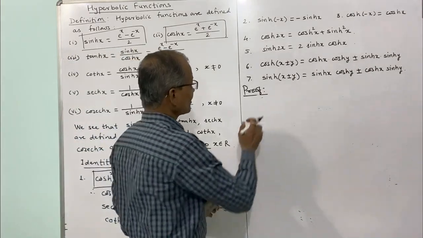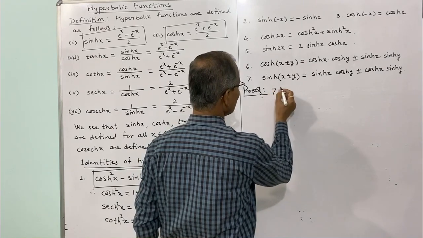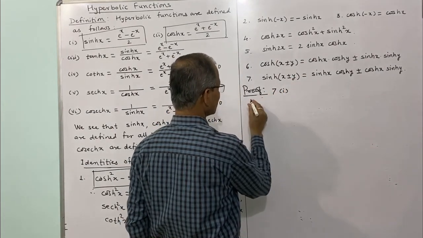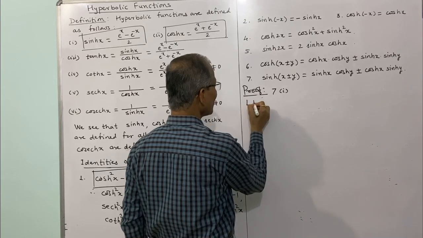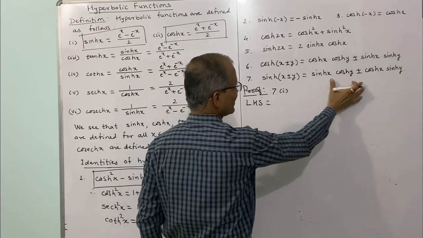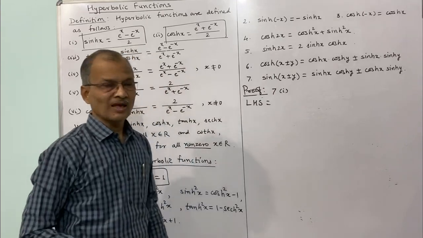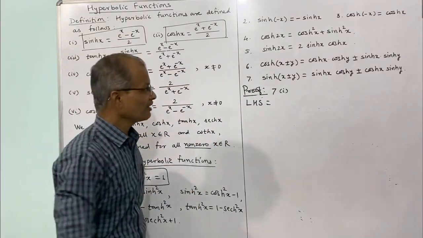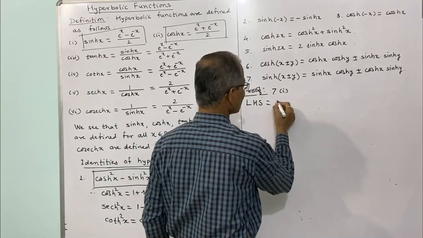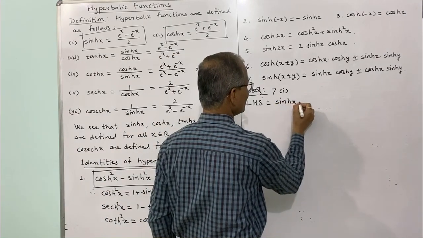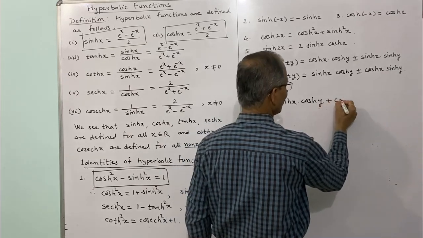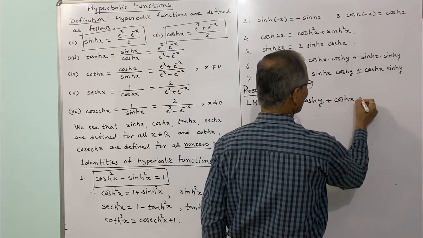And now from 7, the first formula we shall consider, instead of the RHS we consider the LHS. That will be easier to prove. Either prove RHS is equal to LHS or LHS is equal to RHS. Now we consider the LHS, that is hyperbolic sin x into hyperbolic cos y plus hyperbolic cos x into hyperbolic sin y.